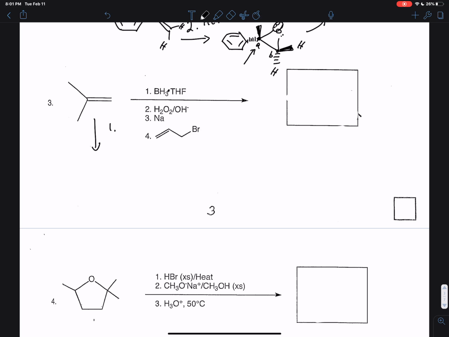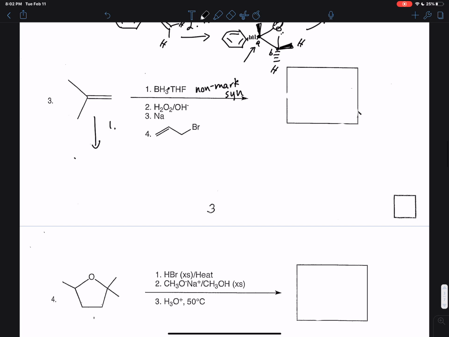Anti-Markovnikov. Yes, very good. So you're going to add anti-Markovnikov, or some people say non-Markovnikov, just so that you don't get confused with anti stereochemistry, right? As you're doing these, if you can jot it down, it really helps. The repetition helps. So you're going to want to put that it was non-Markovnikov. And what about our stereochemistry? It's syn, right? So we have syn addition here.